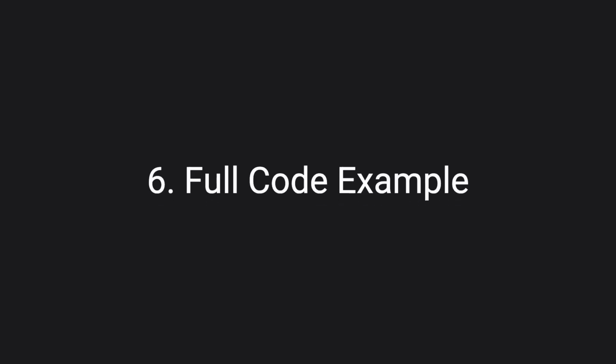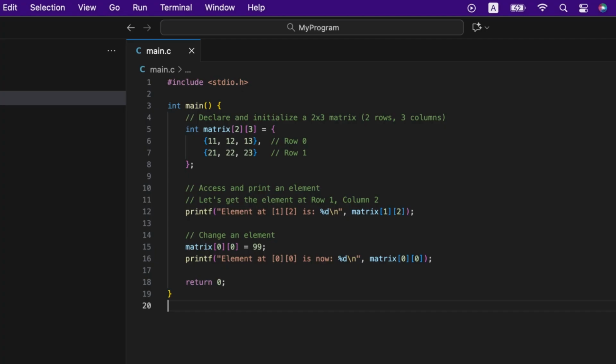Sixth, full code example. Let's see it in action. Expected output. Element at sub 1 sub 2 is 23. Element at sub 0 is now 99.